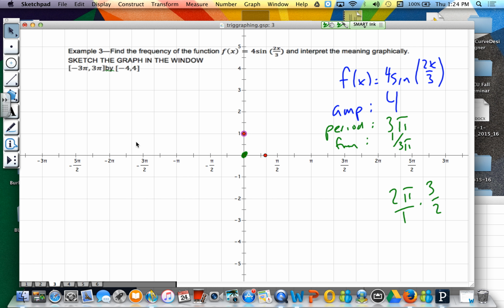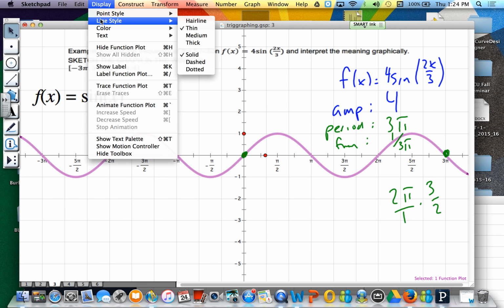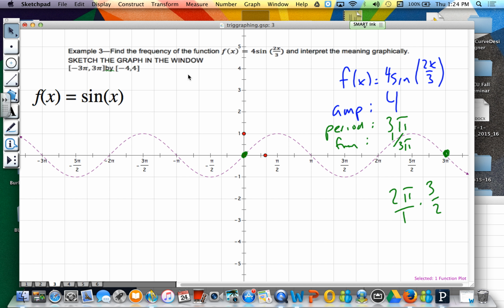Our period is 3 pi, so I'm going to go here to 3 pi. Now, if we just looked at the typical sine curve, I'm going to make it dashed because I can. On that dashed curve, it's still going to be stretched vertically by a factor of 4. Is everybody on board with that? With the typical sine curve, a quarter of the way you're at a high, 3/4 of the way you're at a low. So I'm going to have to go a quarter of my 3 pi.